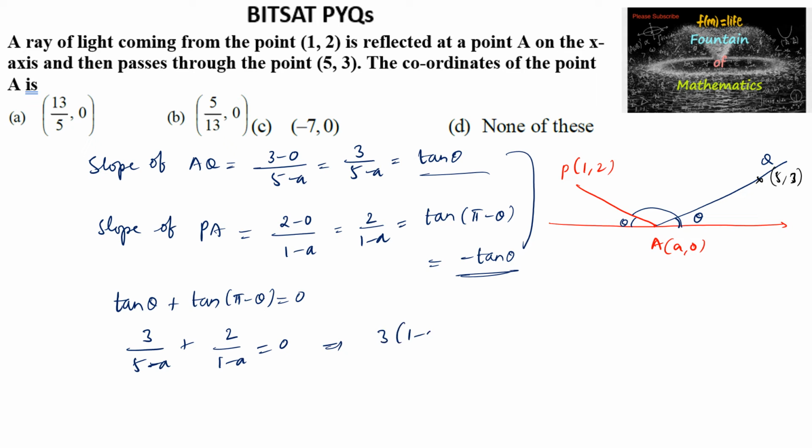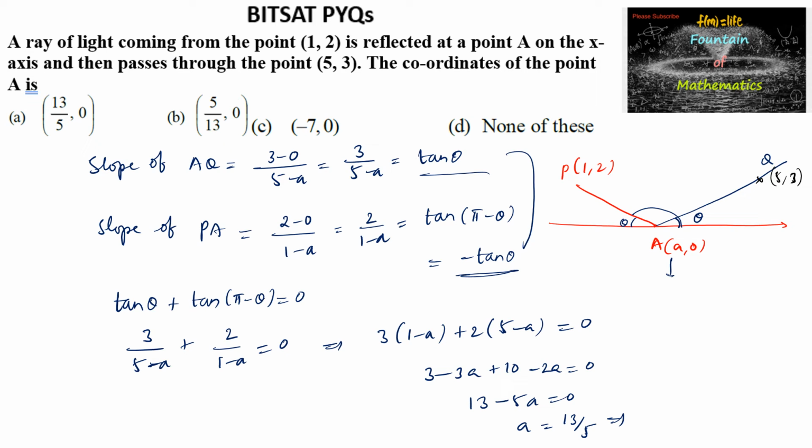And simplifying, 3 times of 1 minus a plus 2 times of 5 minus a is equal to 0. So we can write 3 minus 3a plus 10 minus 2a is equal to 0. Or we can write 13 minus 5a is equal to 0, so 5a is equal to 13, a is equal to 13 upon 5. So when a is equal to 13 upon 5, the point A is (13 by 5, 0), which is option A. So we can go with option A, (13 upon 5, 0).